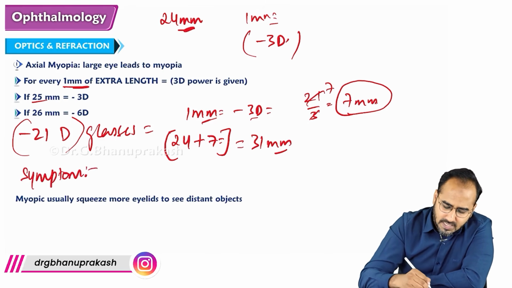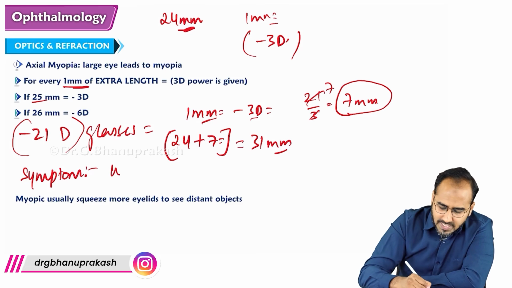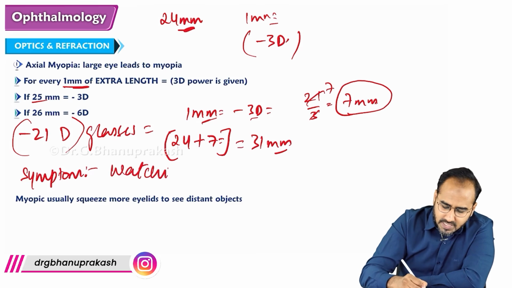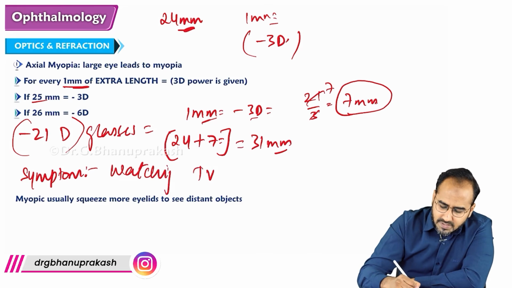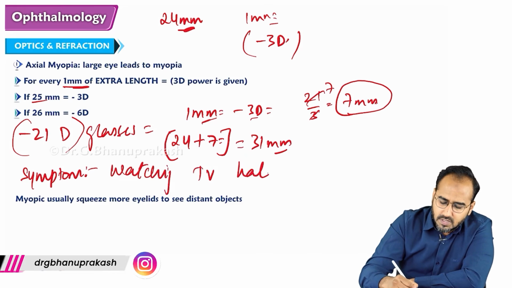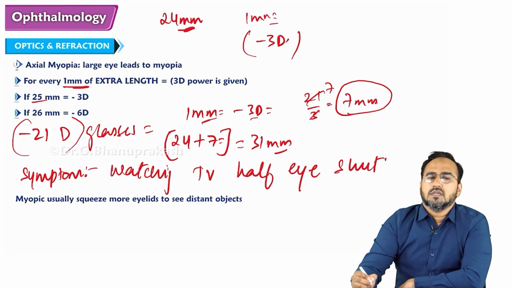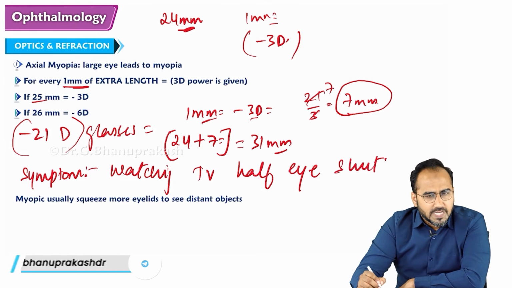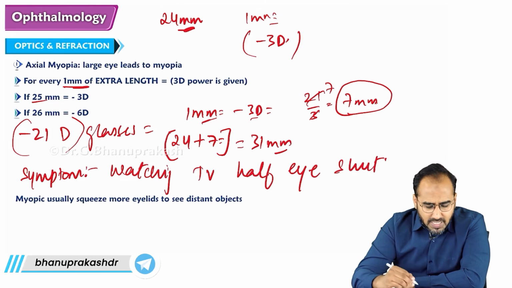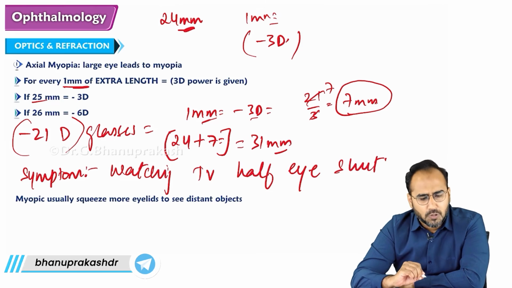The child will be watching television half eyes shut. That is the complaint of the patient who is suffering with myopia. Okay, so anyways guys, we are talking about axial myopia.